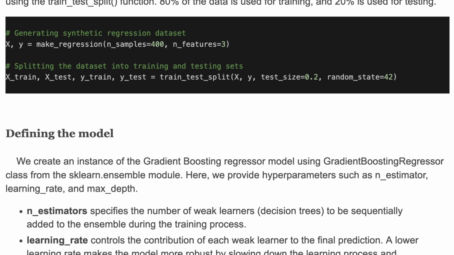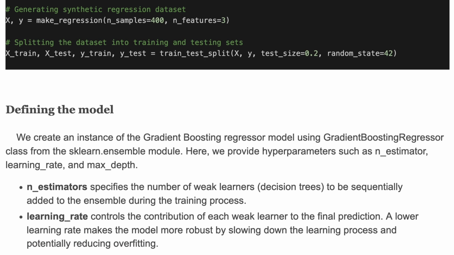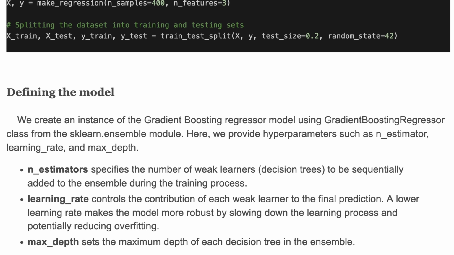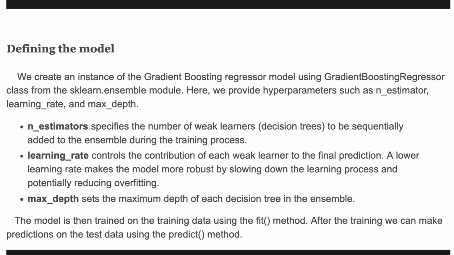Next, we define an instance of gradient boosting regressor model using GradientBoostingRegressor class from Scikit-learn's ensemble module. Here we provide hyperparameters such as n_estimators, learning rate, and max depth. n_estimators specifies the number of weak learners to be sequentially added to the ensemble during the training process. Learning rate controls the contribution of each weak learner to the final prediction. A lower learning rate makes the model more robust by slowing down the learning process and potentially reducing overfitting. Max depth sets the maximum depth of each decision tree in the ensemble.